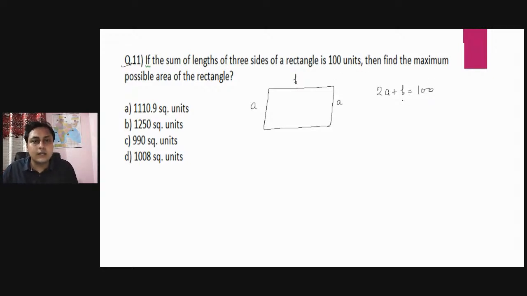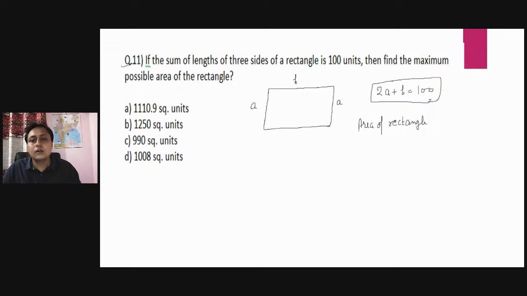So guys, it is given 2A plus B is 100, and you have to find the maximum possible area of the rectangle. So guys, as you know, the area of a rectangle is length into breadth.